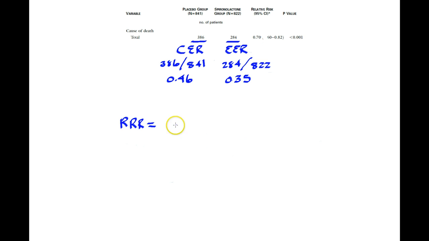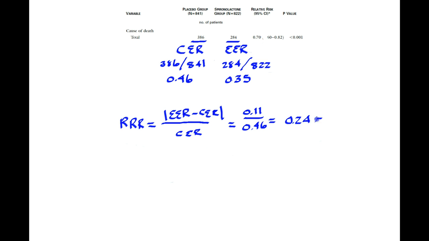or 35%. So now I can plug in some numbers, and the formula for a relative risk reduction is the absolute difference between the experimental event rate and the control event rate divided by the control event rate, because everything is relative to the control group. So if I plug in these numbers and put 0.46 minus 0.35, that comes out to 0.11. My control event rate is 0.46, and when you make this calculation it comes out to 0.24, which is 24%. So the way to interpret this is that spironolactone reduced mortality by 24% compared to placebo.